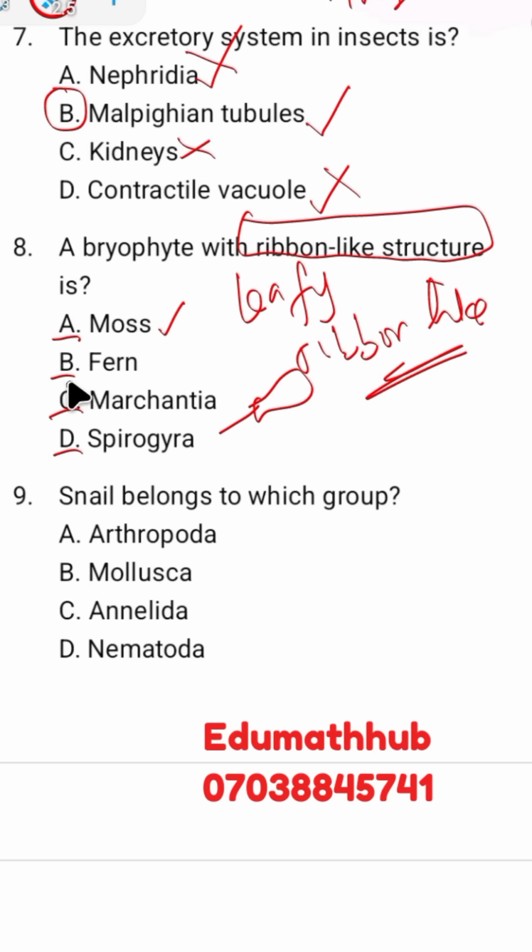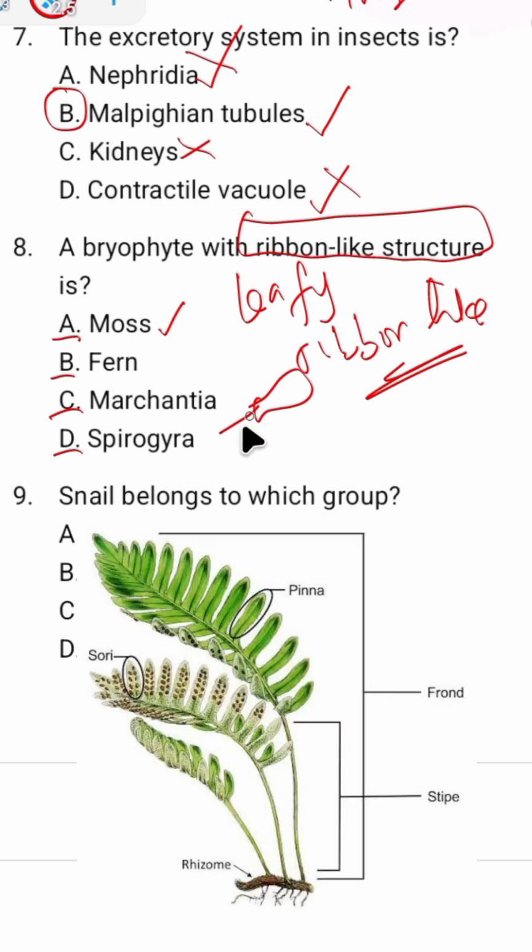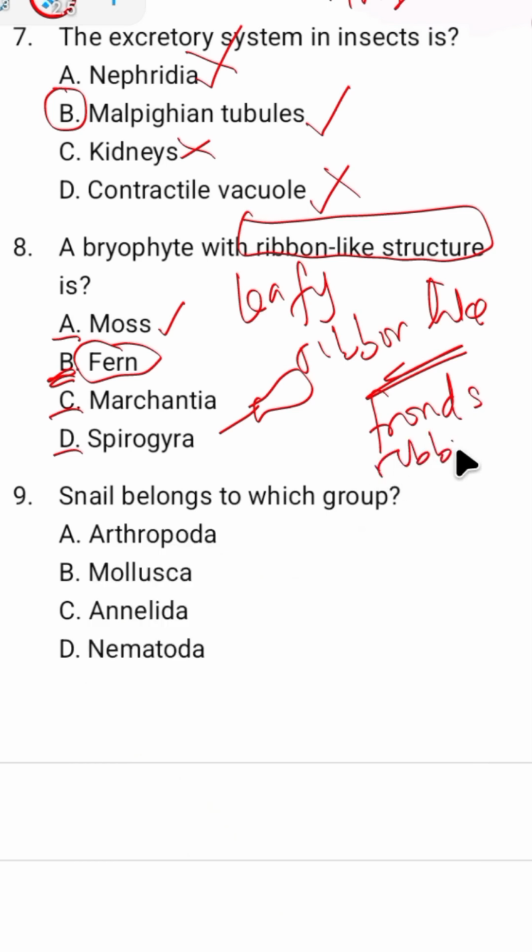Let's look at option B. Option B is fern. The plural form is ferns. So ferns are actually vascular plants. That means these plants contain what is called xylem and phloem for moving water and food throughout the body of the plant. So they don't belong to the class of bryophytes. Now they have fronds. You see the picture on the screen right now. But these fronds are not ribbon-like. They don't look like ribbons.